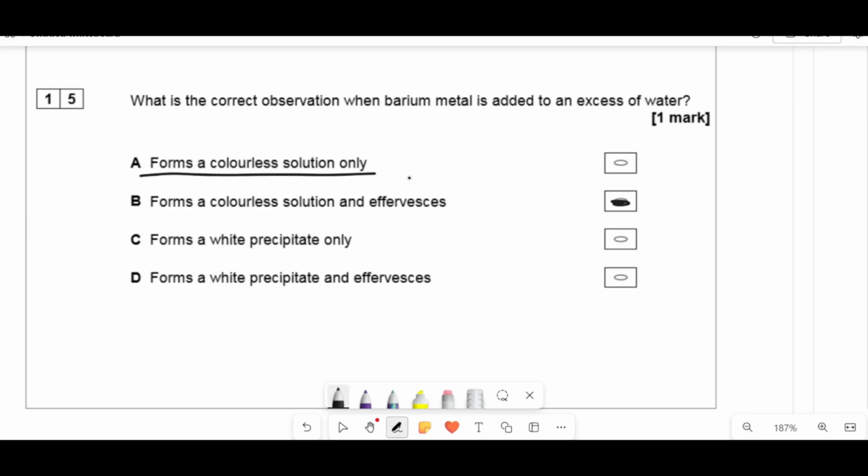It doesn't make a colorless solution only, because the equation is barium plus water makes barium hydroxide plus hydrogen gas. It would not balance that equation out. It wouldn't be possible, so that's out. A white precipitate only happens if you make barium sulfate, so that's out, or carbonate, and there's none of that here. And also the same for this as well, so it's got to be just B.